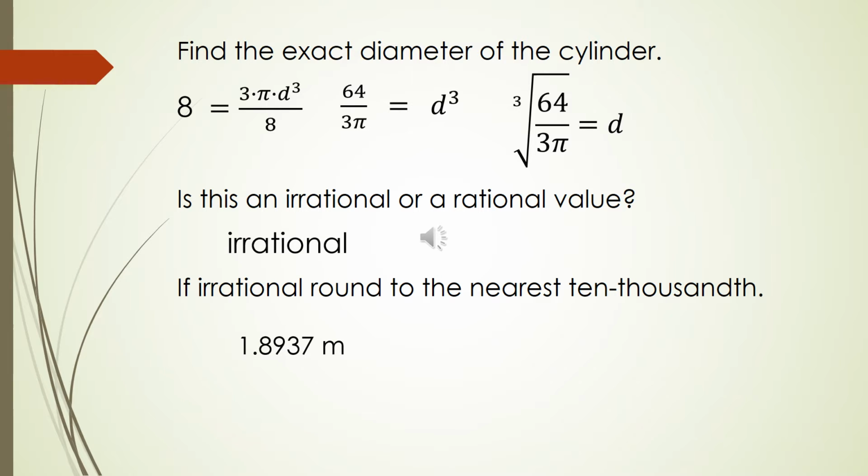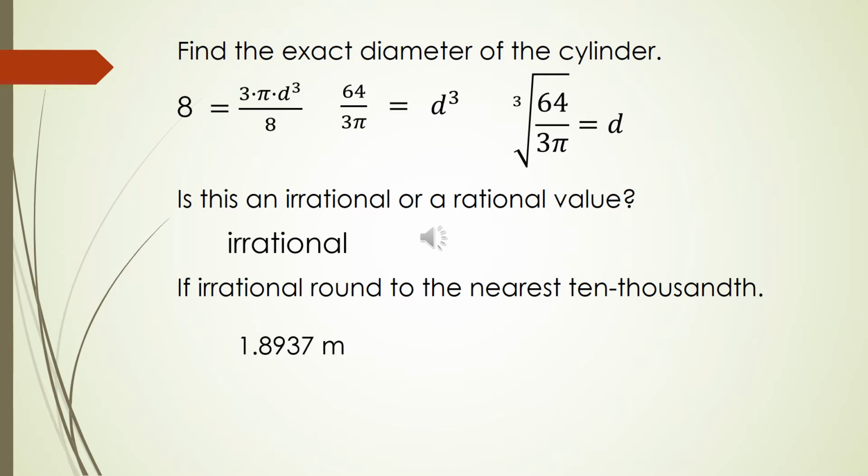So we want to find the exact diameter to make this plastic cylinder of 8 cubic meters. So we're going to set our volume formula in the previous slide to 8, and we're going to solve for d. Multiply both sides by the 8 that's in the denominator, and you get 64 on the left-hand side. Then divide by 3 times pi, and that will give you 64 over 3 pi equals d cubed. Therefore, the cube root of 64 over 3 pi will equal d.